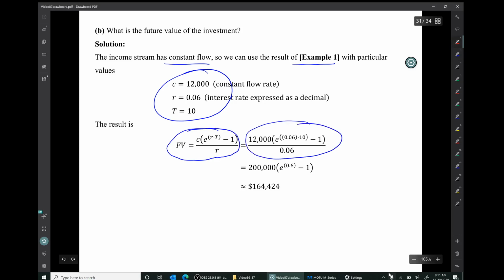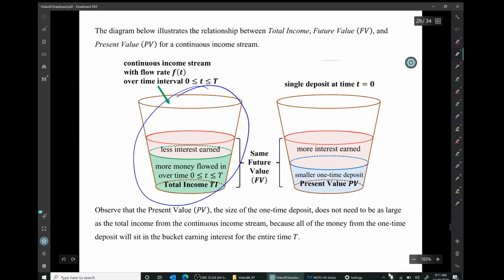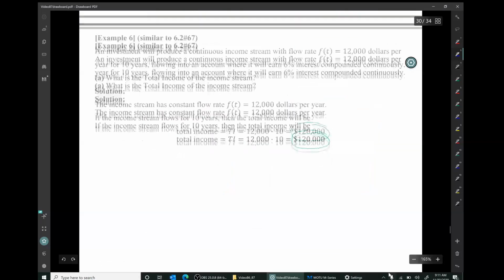We simplify, we get this exact result, and then type that into a calculator to get this decimal approximation rounded to the nearest dollar. That amount, $164,424, is the amount of money in that bucket, including all the green money that flowed in and all the red interest that was earned.